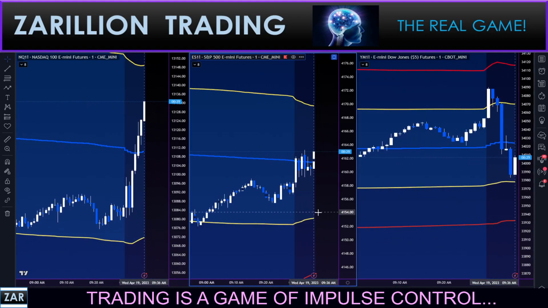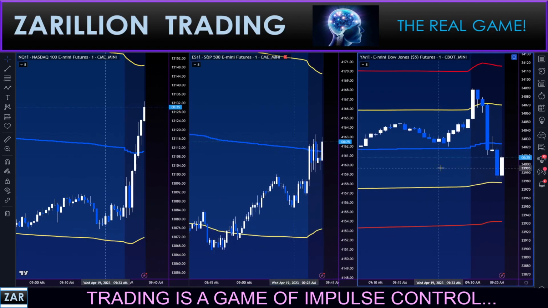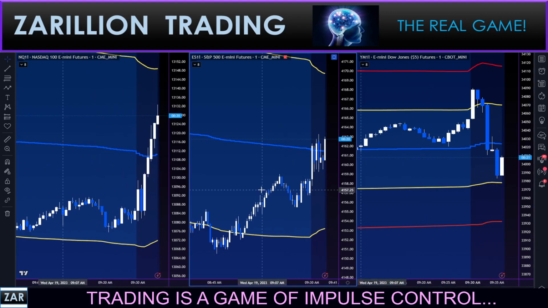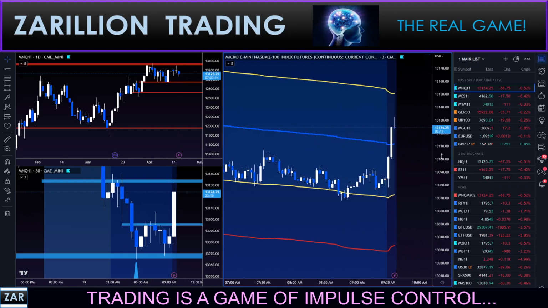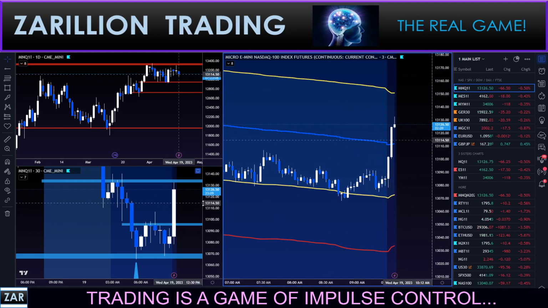I'm going to be watching all three of these for clues. I may end up taking the S&P, I may end up taking the Dow or the NAS, or taking nothing at all. Now most of you know, if you follow my trades, I typically don't trade in the first 10 minutes of the session. We're almost at 9:37, 7 minutes into the session. So I might take this one a little bit early.